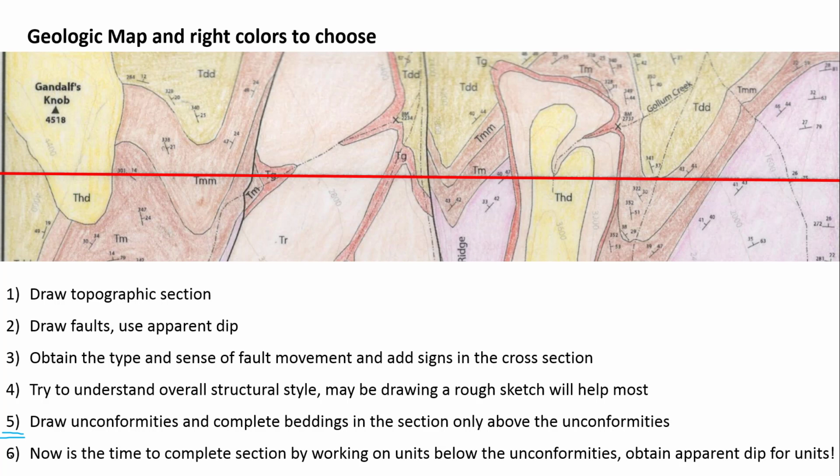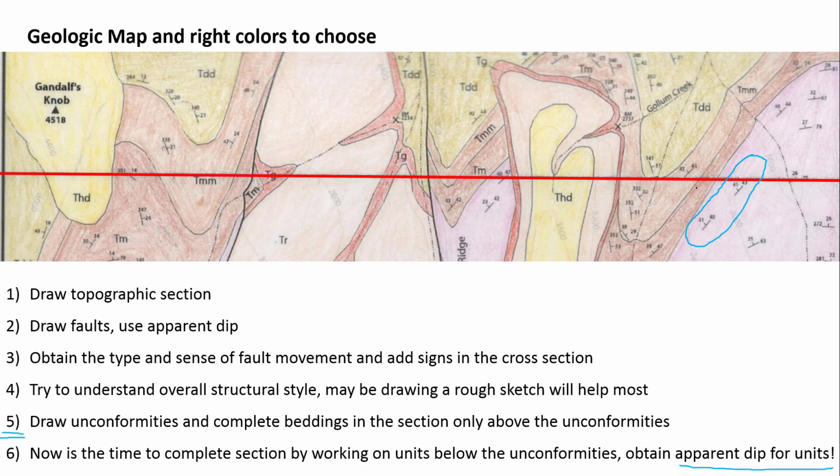And let's see what's number 6. It's the time to complete the section by working on the units below the unconformities, and obtain the apparent dip for the units. This is important. As I said, sometimes, as you see here, the orientation of the bedding is like that, and it's not perpendicular to the cross section. So you need to use the apparent dip of the bedding, how it looks along the cross section.